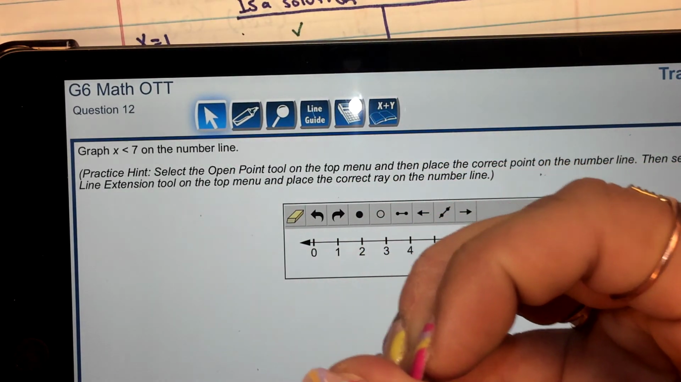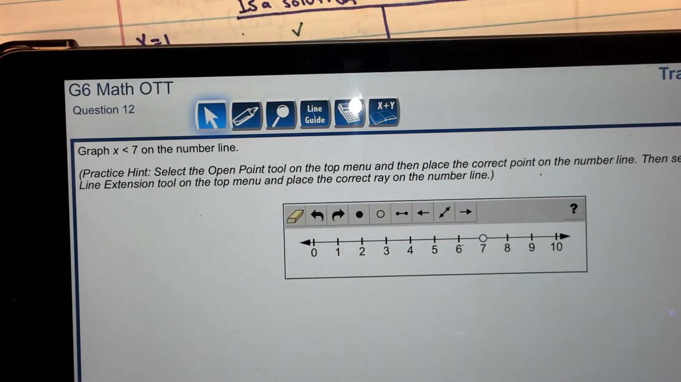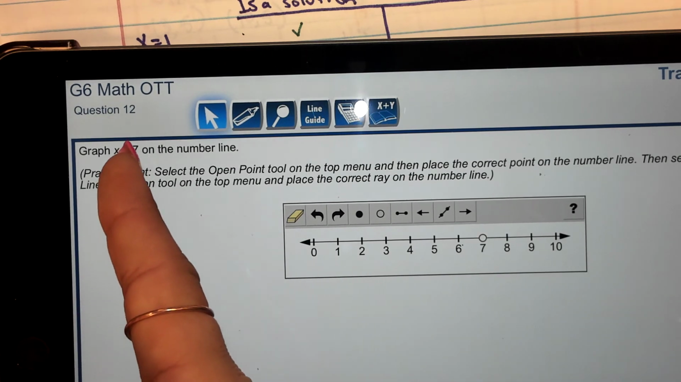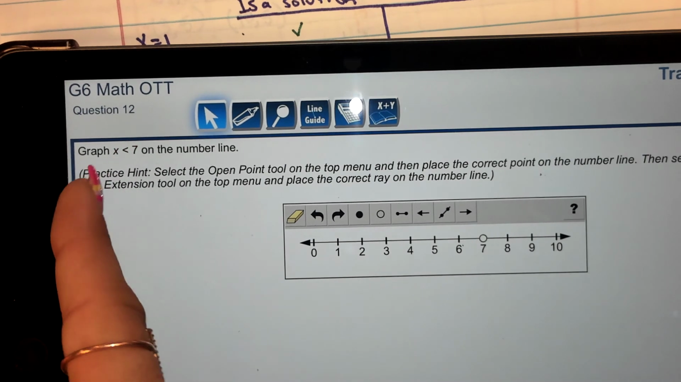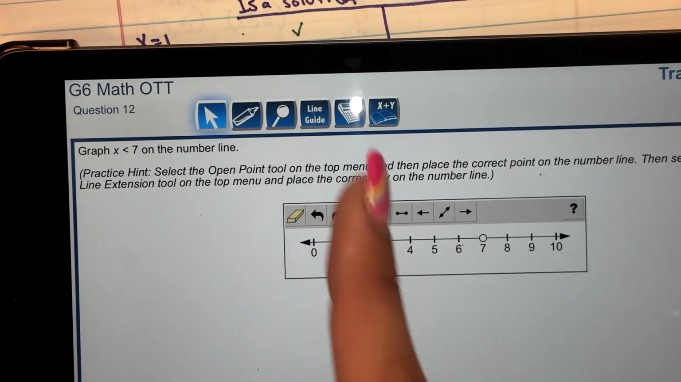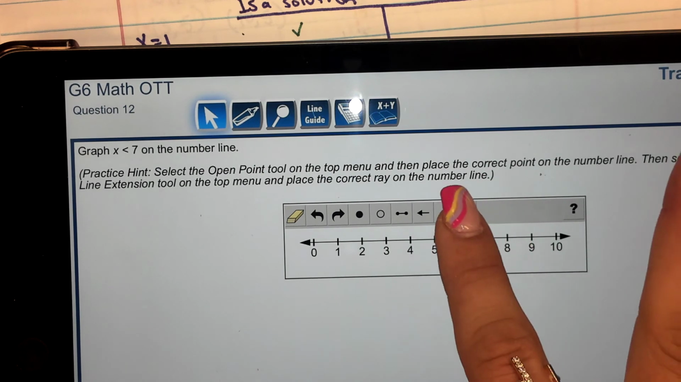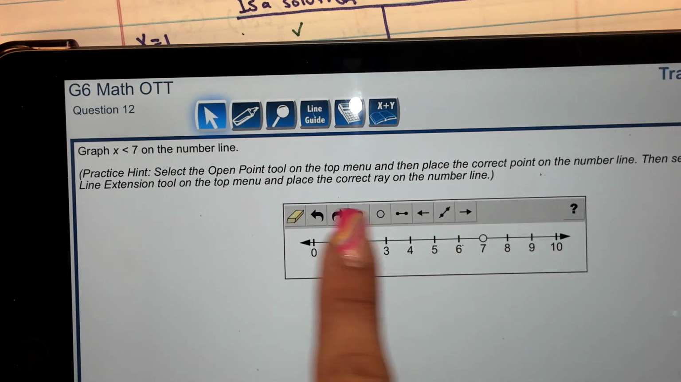So we have to put it at 7, but we show that it's not including 7 by making the circle open. So I make the circle open, and then my answer choices can be anything more than 7 or less than 7 would make that true. Less. X is anything less than 7. So anything less than 7. So I get my arrow and I point this way.